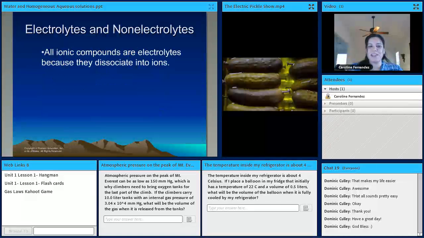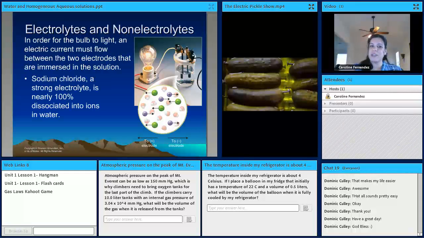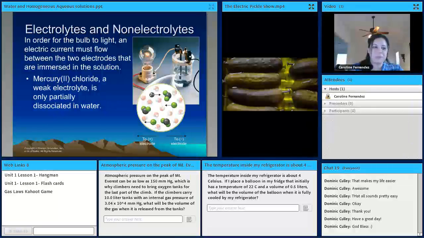So once again, an electrolyte is a compound that conducts electric current when it's in a solution. And all ionic compounds are electrolytes because they tend to break into ions. For example, if I take table salt, sodium chloride, and put it in water, it'll break down into sodium ions and chloride ions. And so each one of those can conduct electricity.